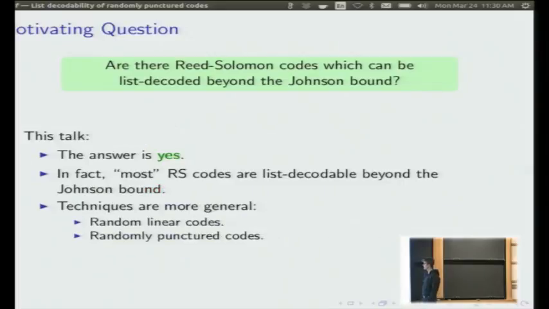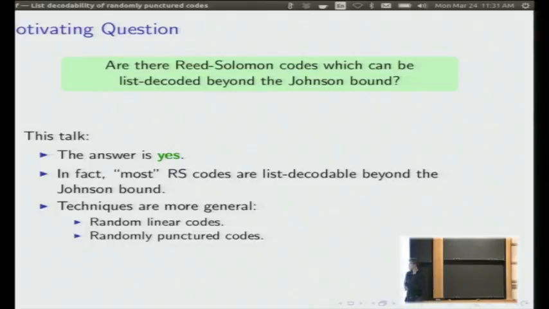Okay. So in this talk, I will tell you that the answer is, in fact, yes. So there are Reed-Solomon codes which are list decodable beyond the Johnson bound. And actually, our result tells us more. It says that most Reed-Solomon codes are list decodable beyond the Johnson bound, in the sense that when I take random evaluation points, this will work with very high probability. We'll get not only beyond the Johnson bound, but actually very close to this linear dependence on epsilon that we're after.